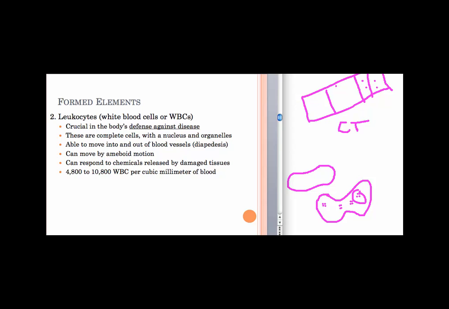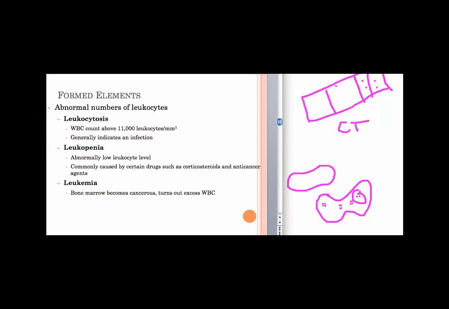Leukocytes are another formed element we have. They're also called white blood cells, and they're found within our buffy coat. Leukocytes are our body's defense against disease, and they can travel through our capillary walls through a process called diapedesis, meaning they squeeze through those capillary walls in order to get to the site of infection.